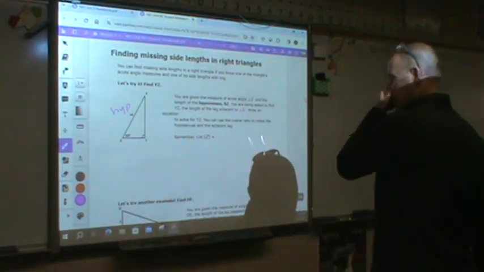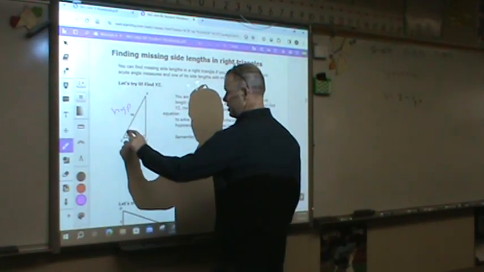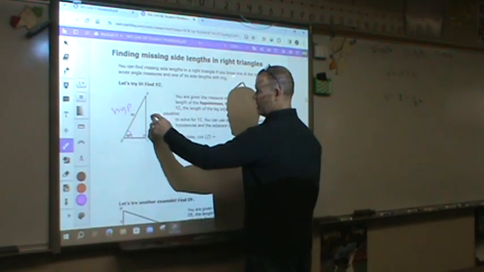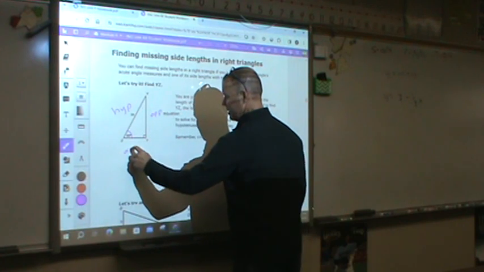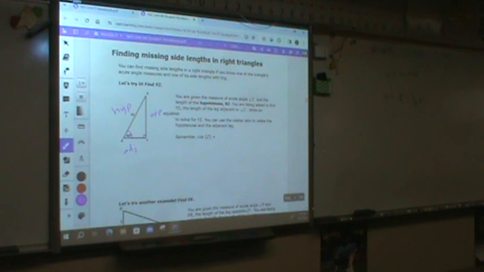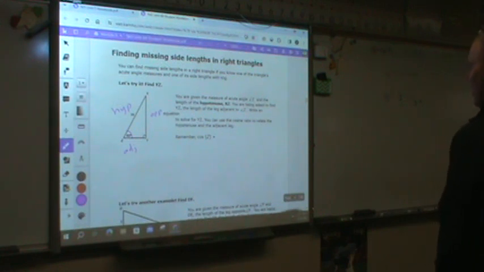Okay? It gives me one angle that I know, which is angle Z. So this is going to be my starting point. That means opposite is over here. That means adjacent is ZY. So XY is opposite, ZY is adjacent, ZX is the hypotenuse.